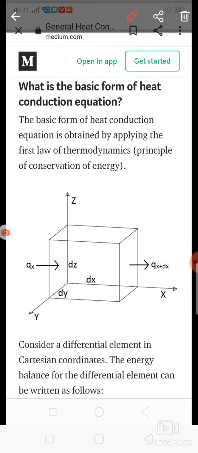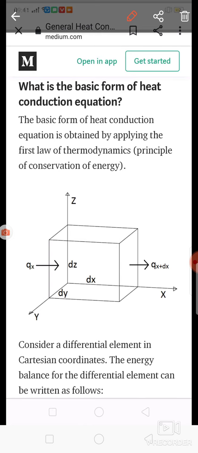Good afternoon, friends. Today we discuss the next point, that is the general heat conduction equation in Cartesian coordinate system. So now we have to derive the equation for the Cartesian coordinate system.